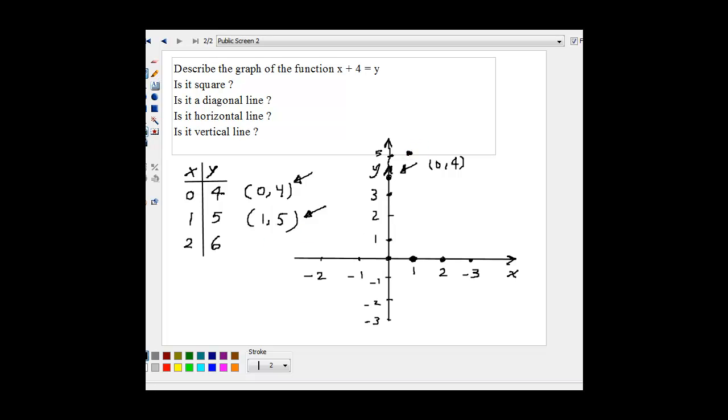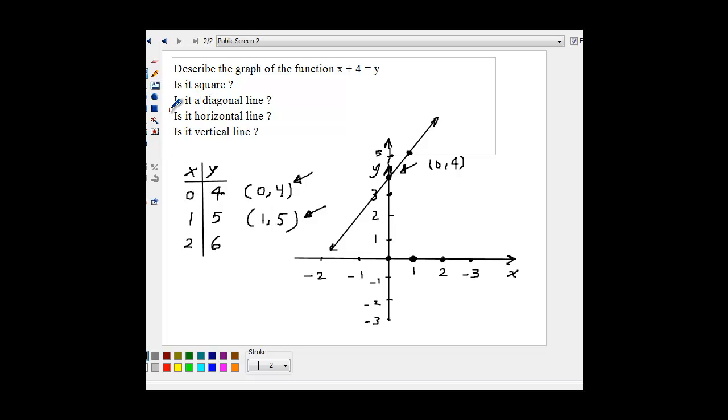And we have it. If I connect these 2 points together, I don't really need the third point. If I connect these 2 points together, that would be the graph of that line. This would be the graph of the line that we're talking about. So which graph is that, Parisa? Is it a square? Just type yes or no for me.